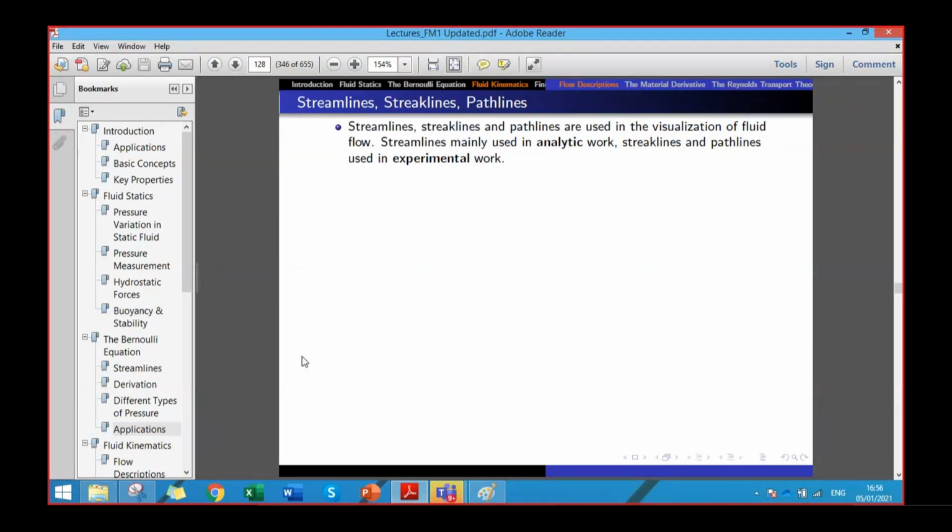Streamlines, streak lines, and path lines are basically used for visualization of flow. And when we talk about visualization, it means it is experimental work. It is more towards the experimental side. But we have also seen that streamlines are mostly used in analytical work. We discussed in the previous chapter that streamlines help us to visualize flow analytically as well. But streak lines and path lines are purely related to experimental work. When you are performing experiments, you are interested in drawing the streak lines and the path lines.